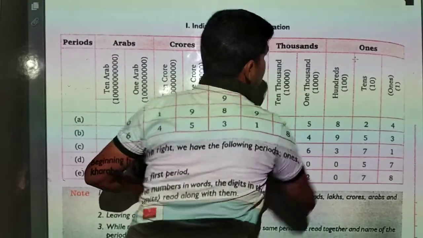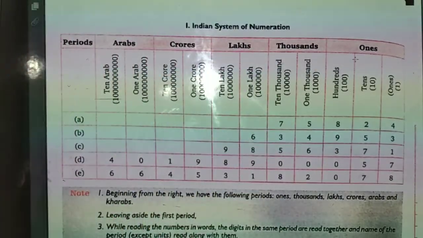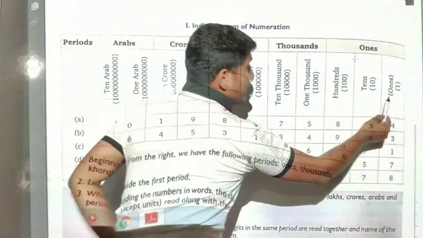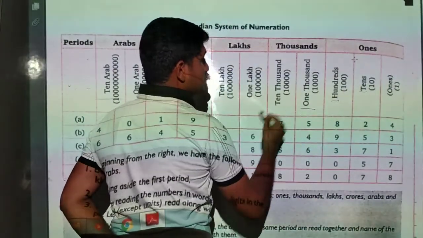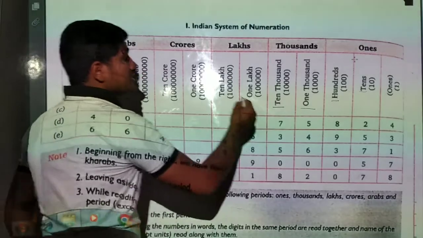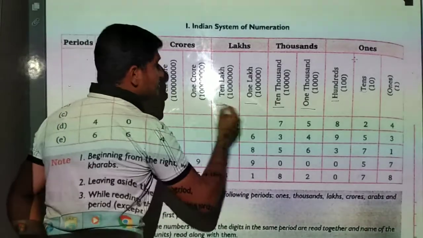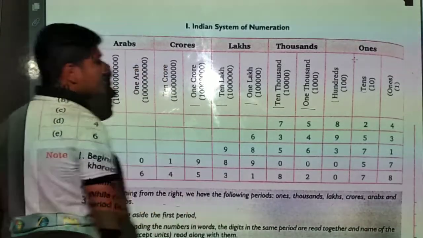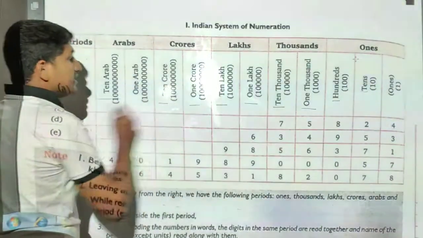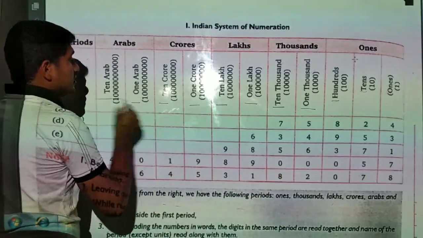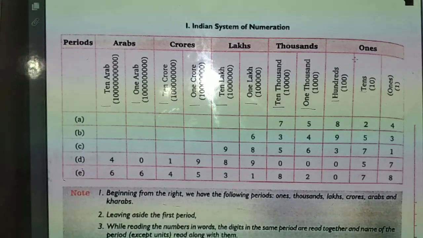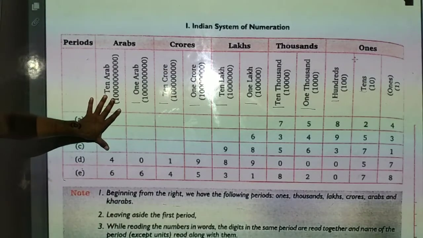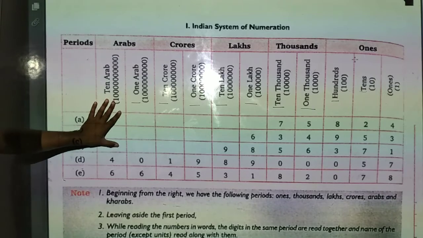So see, first is 1s, second is 10s, third is 100s, fourth is 1000s, fifth is 10,000s, sixth is 1 lakh, seventh is 10 lakh, eighth is 1 crore, ninth is 10 crore, tenth is 1 arab, eleventh is 10 arab. So this is the Indian system of numeration.